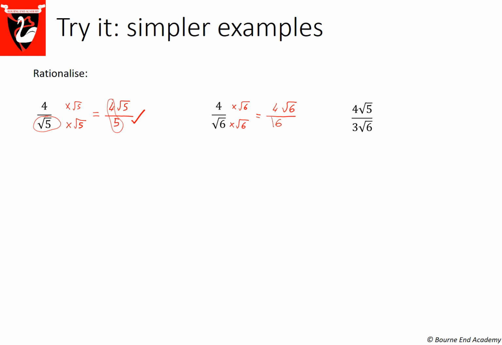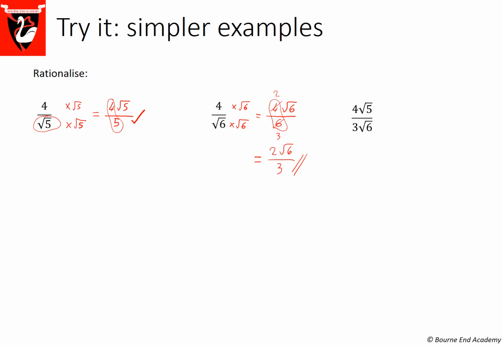And final check, can I simplify anything in the fraction? Well, yeah, because the whole number part, the two integers here, are both multiples of 2. So I can divide the top and the bottom by 2, and I'm left with 2 over 3. So the final answer is going to be, at the numerator, 2 root 6, and at the denominator, 3. And that is your final answer.